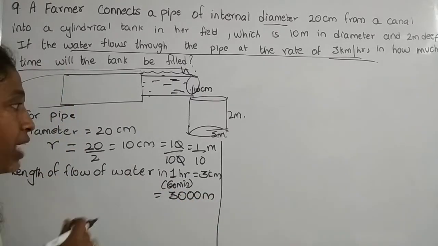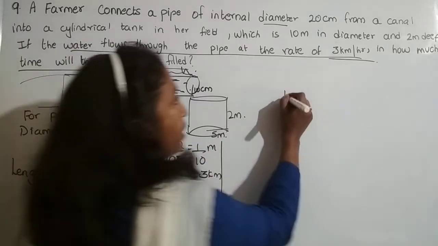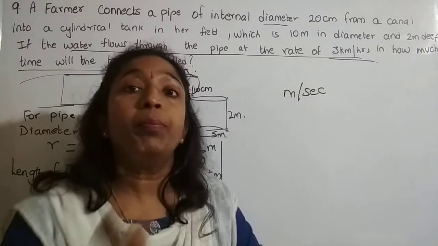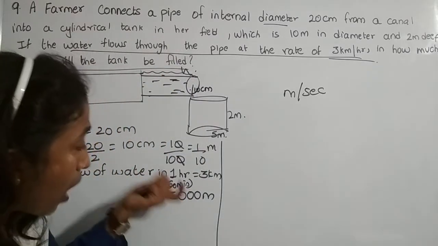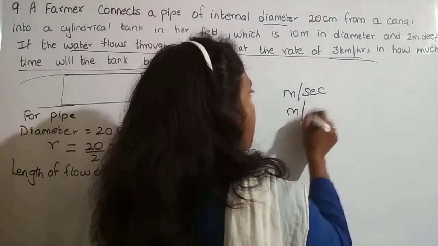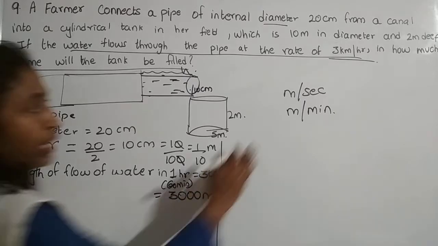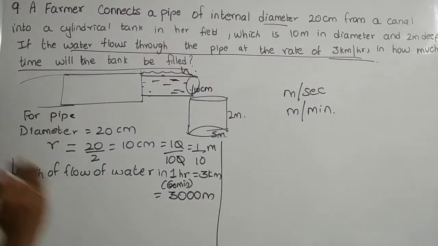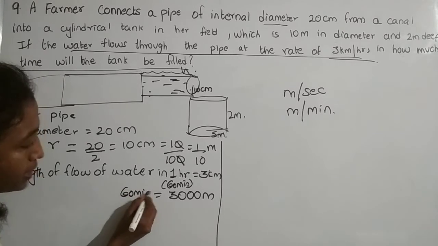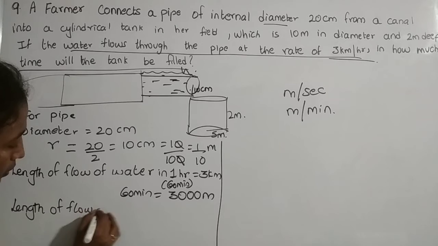Usually when it is in meter, we write either in the form of meter per second. If it is kilometer, we calculate kilometer per hour. So we don't want it in hour, we want to convert it either into minutes or into seconds. So either we can write meter per minute or meter per second. Usually we do it in meter per second. I will just convert in minutes, that is also fine. So here for 60 minutes the flow of water is this. Can we find it for 1 minute then? So here we know the length of flow of water.